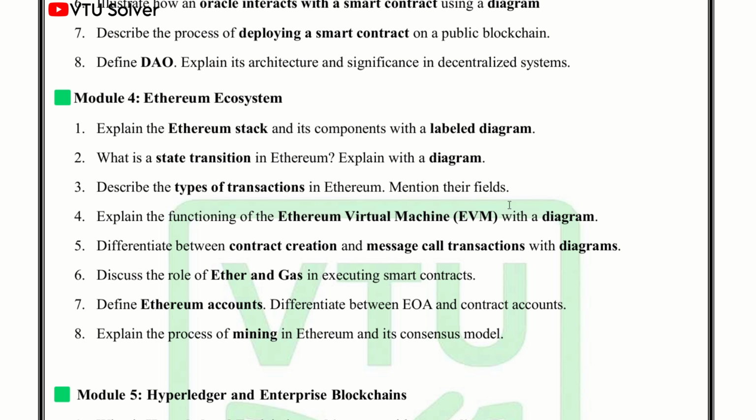Mention the fields. Fourth question. Explain the function of Ethereum Virtual Machine, EVM, with a diagram. Fifth question. Difference between contract creation and message call transaction with diagrams. Sixth question. Discuss the role of ether and gas in executing a smart contract.